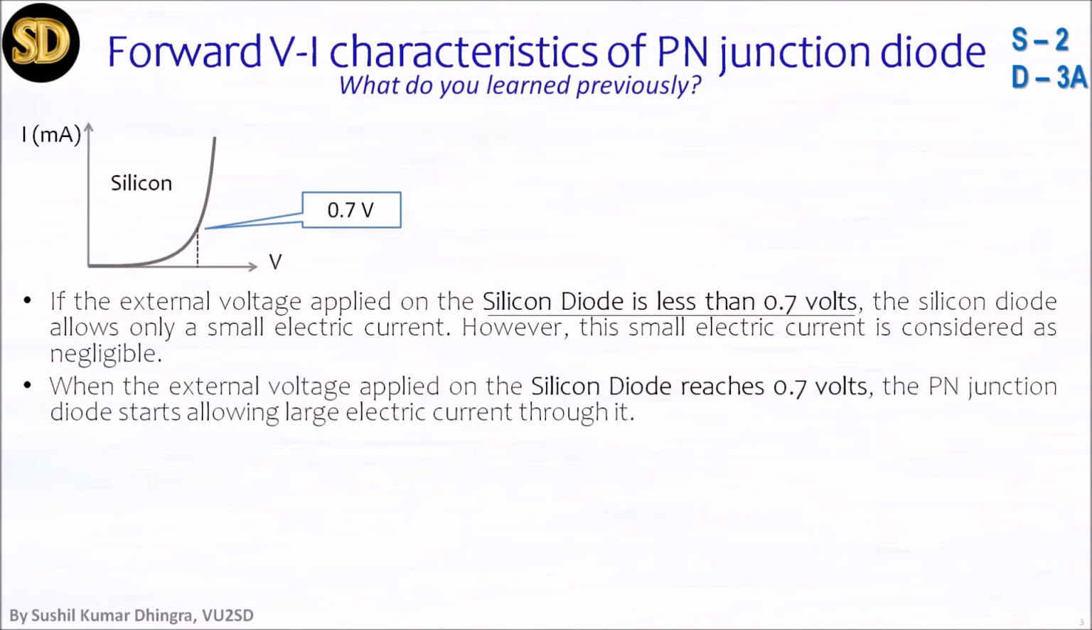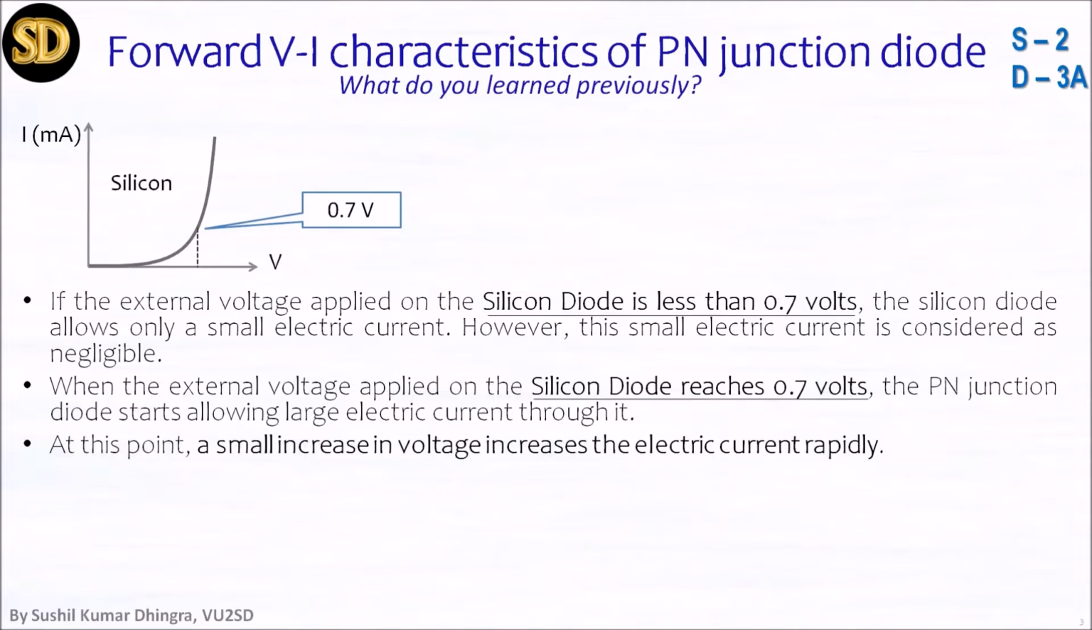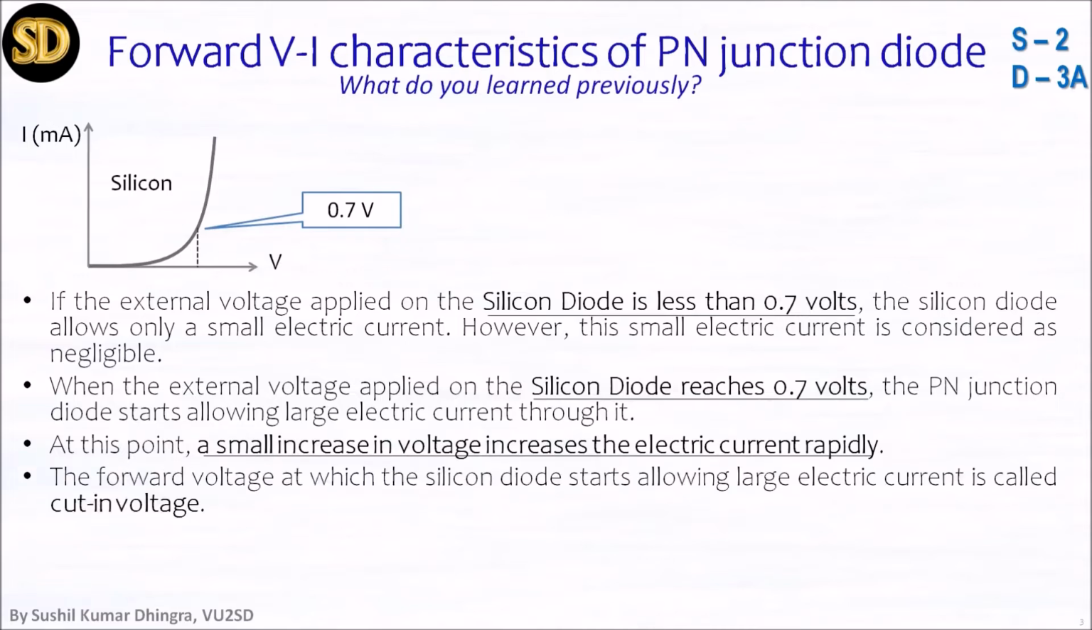When the external voltage applied to the silicon diode reaches 0.7 volt, the PN junction diode starts allowing large electrical current through it. At this point, a small increase in voltage increases the electrical current very rapidly. The forward voltage at which the silicon diode starts allowing large electrical current is called the cut-in voltage. Keep it in your mind: what is cut-in voltage? The minimum voltage required to start the diode.